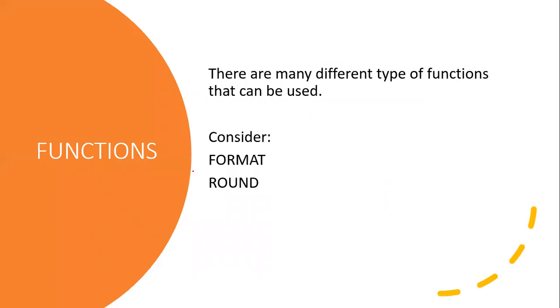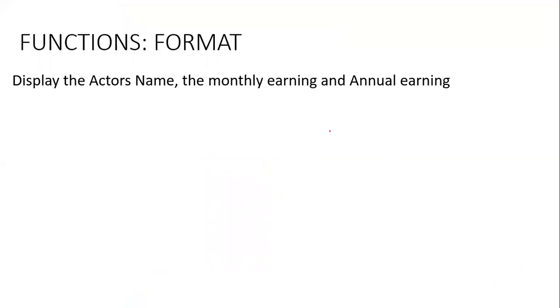Let's now look at some additional functions. There are many different types of functions that you can use. I'm just going to focus on two of them, which are round and format. For format, in this case, I want to display the actor's name, the monthly earnings, and the annual earnings. Well, there is a field called annual earnings, so that's straightforward to get.